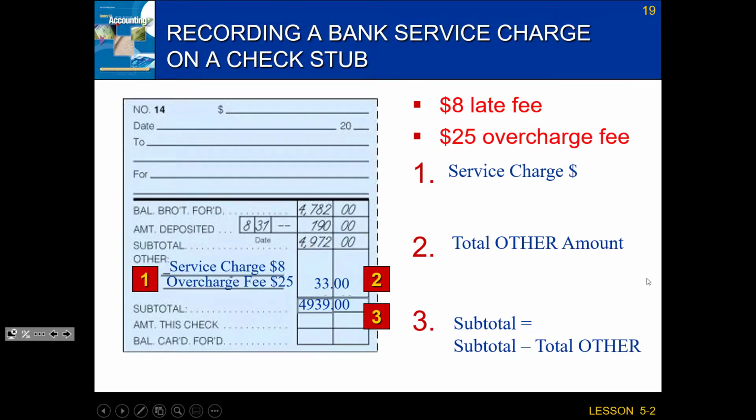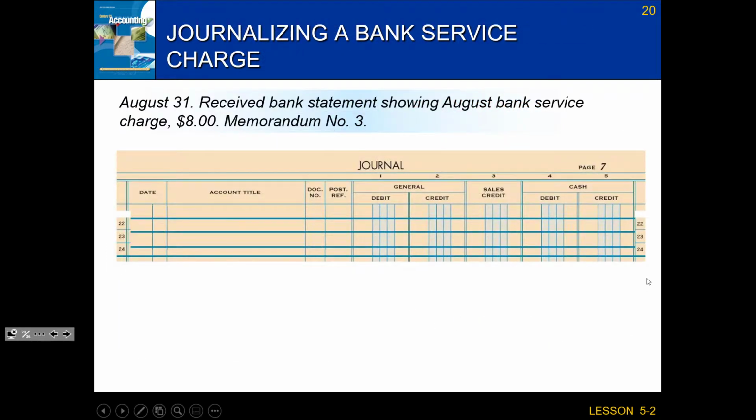So like I said, once you have this recorded on a check stub, you also have to journalize it. Here's an example of what this transaction would look like. So it says I received my bank statement in August and there was a service charge of $8 and I didn't realize it. Memorandum number 3. So my date is August 31st because that's when I got my bank statement. I can put my M3 as my doc number.